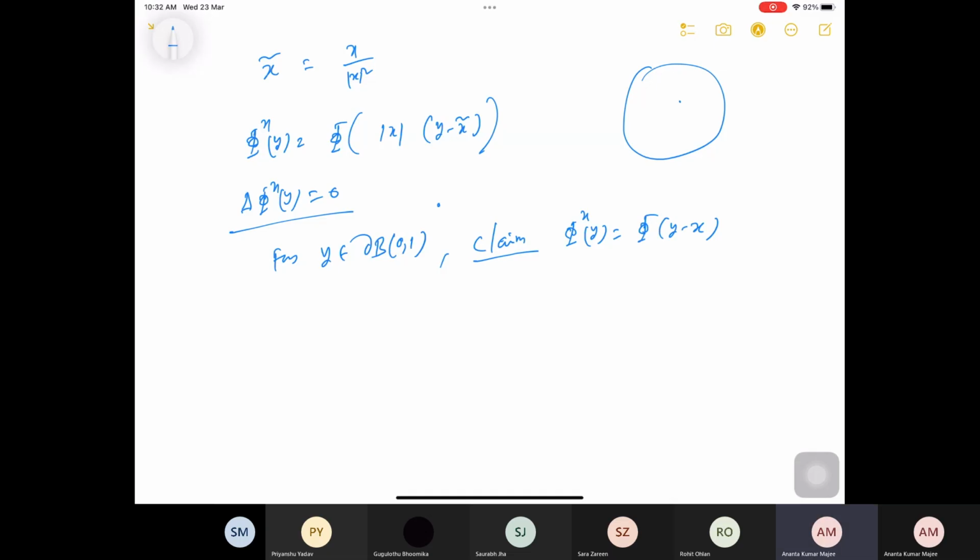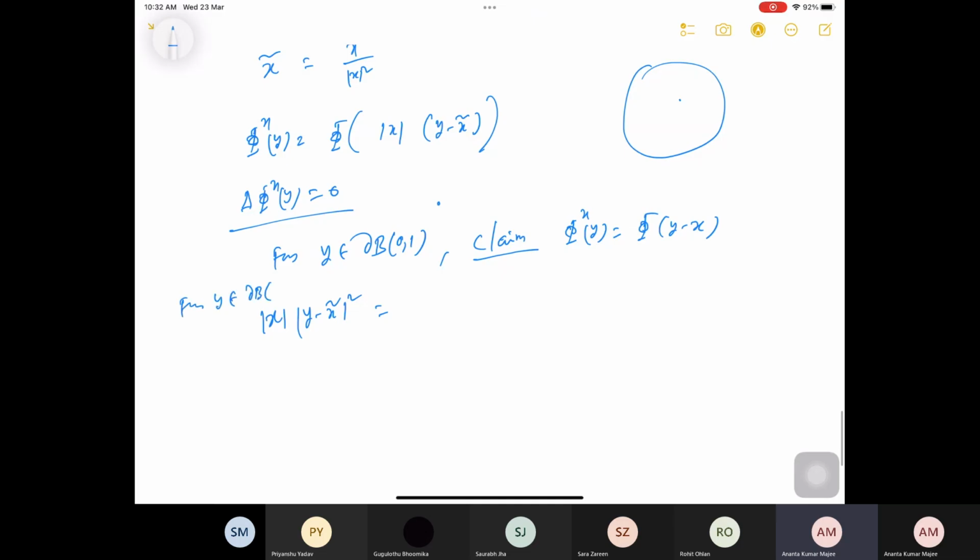So for that case, we try to find out the following. Look at what is |x|(y − x̃) squared. So for y in ∂B(0,1), that means |y| = 1. I have this is |x|² times |y|² − 2y·x̃ |x| + |x̃|². Is it not? So now |y|² is equal to 1.